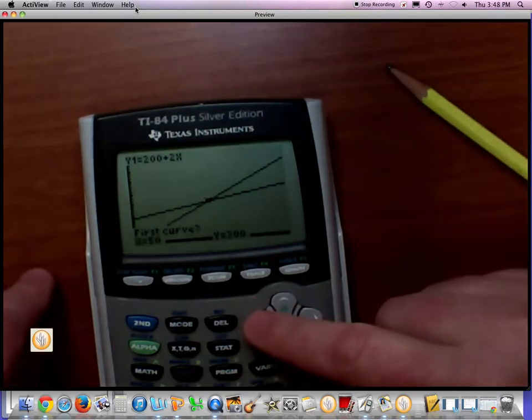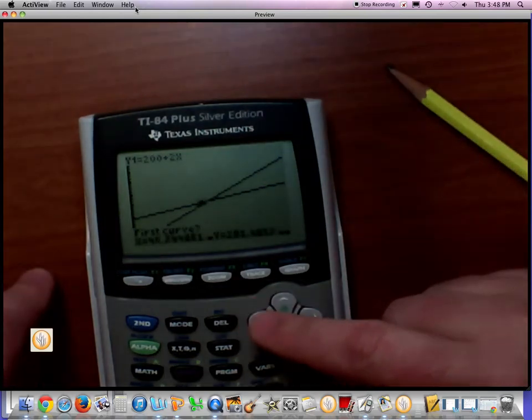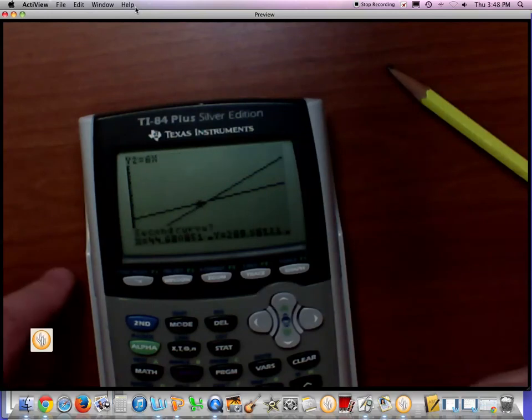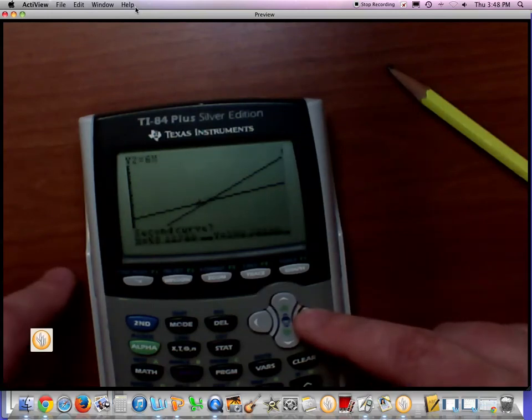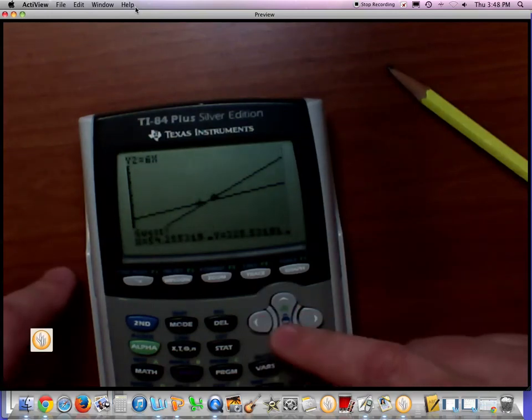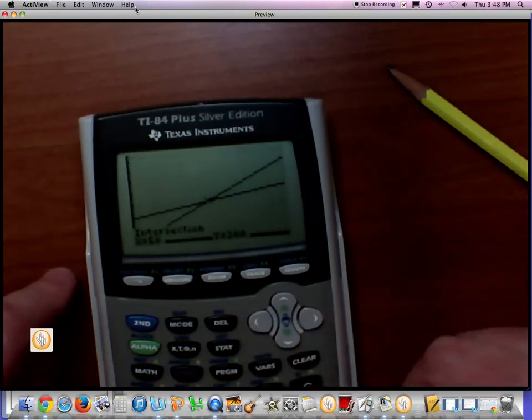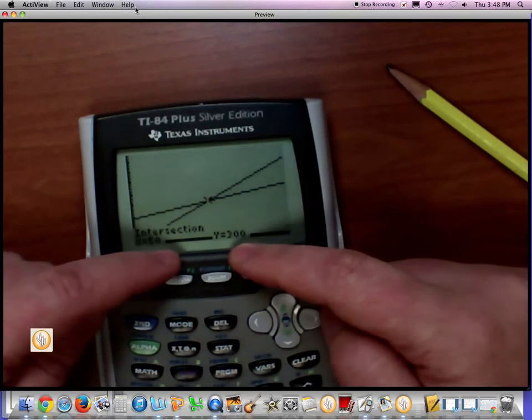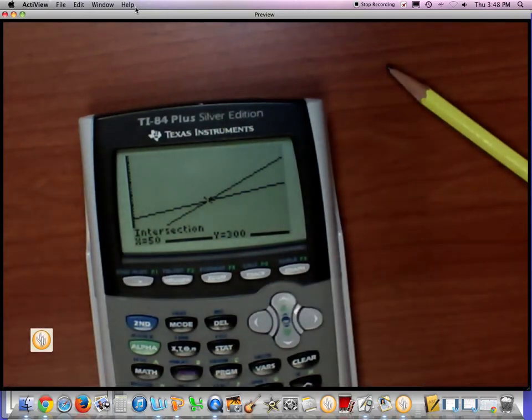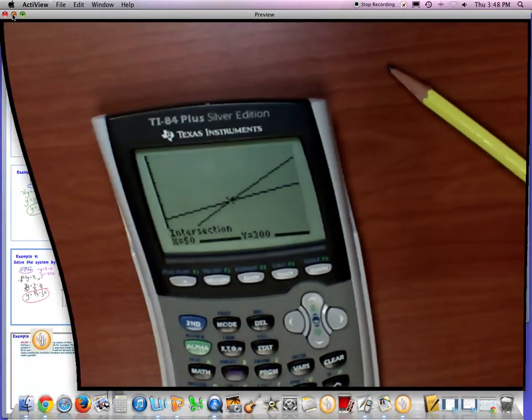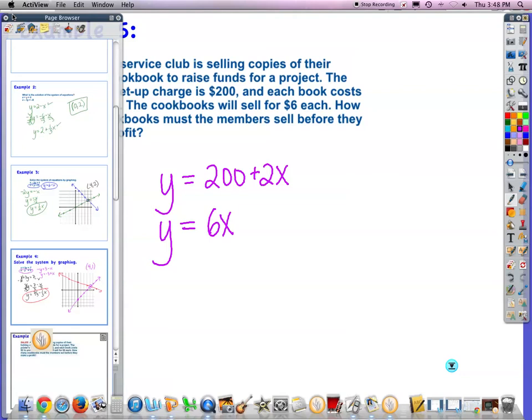First curve. Doesn't matter which one I'm on. I'm just going to call it this line. The second curve, I'm going to make sure I'm on the other line. And then my guess, I get as close to that intersection as possible. And they say the intersection is (50, 300). Now let's talk about what that means in our problem.